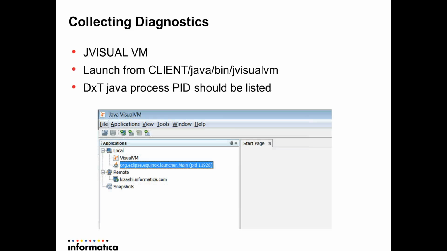You can also use the GUI client JVisualVM to collect a heap dump and a thread dump. You can launch the JVisualVM from the client Java bin location. Once you do that, you would see your Java process associated with the DxT listed here. For example, 11928 is the Java process that is associated with our DxT.